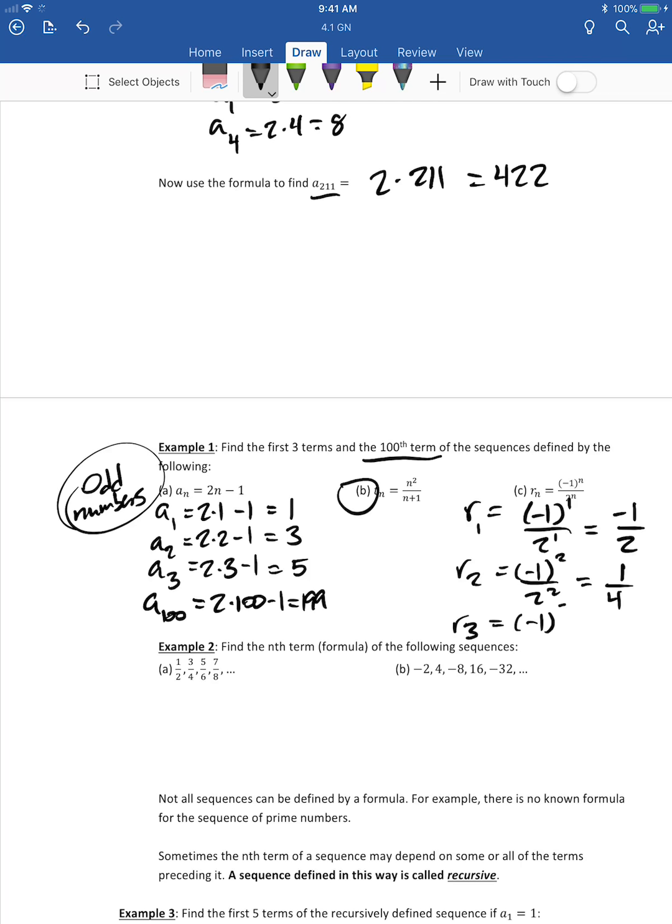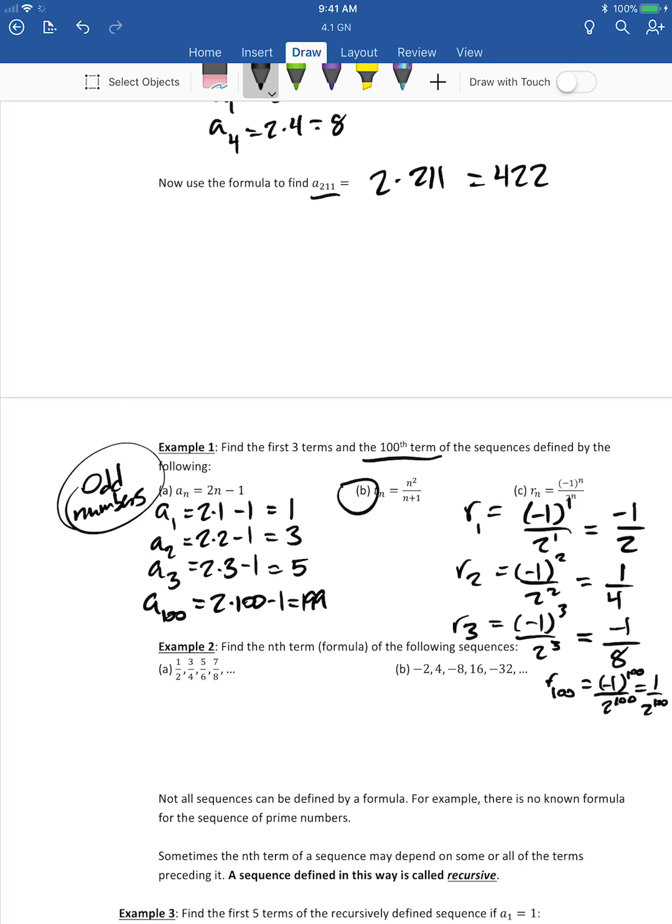R3 is -1 cubed over 2 cubed. -1 cubed is -1 again over 8. And then R100 is -1 to the 100th power over 2 to the 100th power. -1 to the 100th power, 100 is even, so that means -1 is going to be turned into +1 over 2 to the 100th power. You can plug that into a calculator if you really want to know what that is.